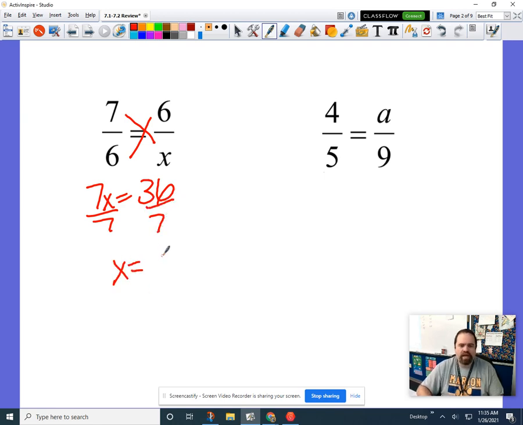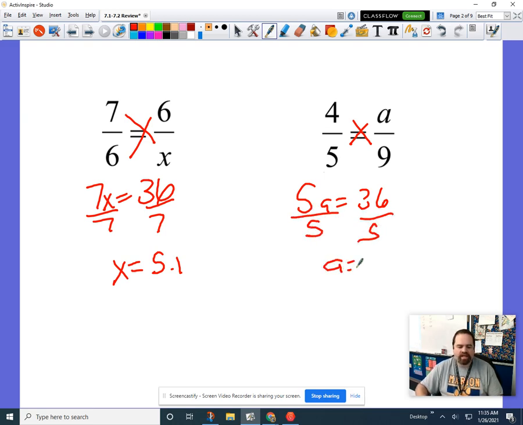So when I divide out my 7 here, you will get decimals on these sometimes. Don't worry about it. I got 5.1. Round all your decimals to the nearest tenth. Let's not worry about any funkiness past that. I'm going to cross multiply these: 5a equals 36. It's kind of weird that they both wound up being 36s, just a coincidence. When I divide out my 5, I got a to be 7.2. Okay, that's it.